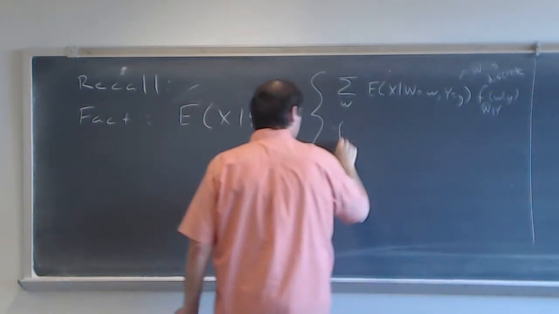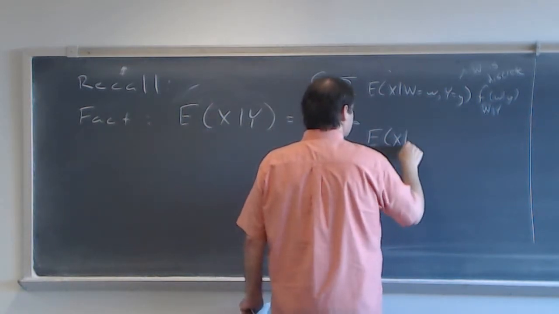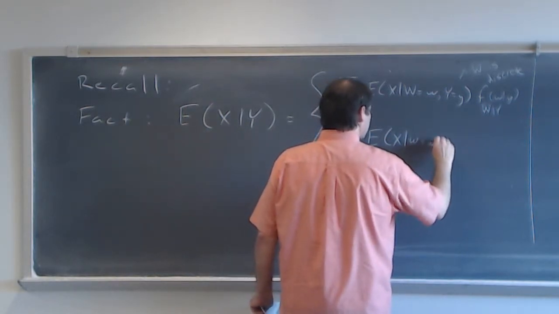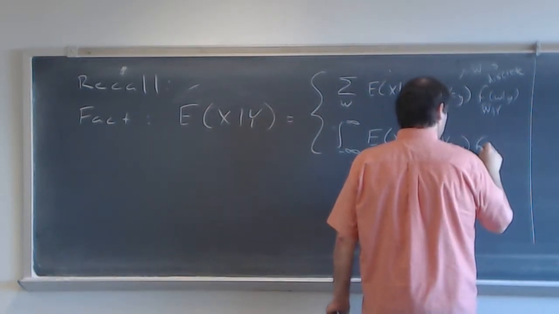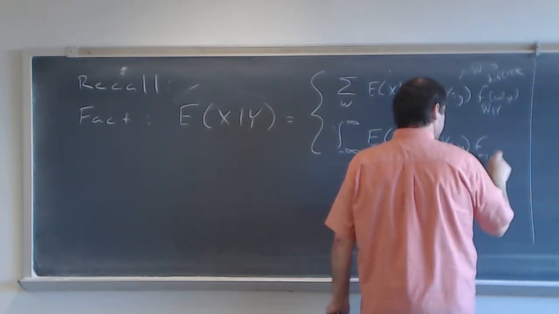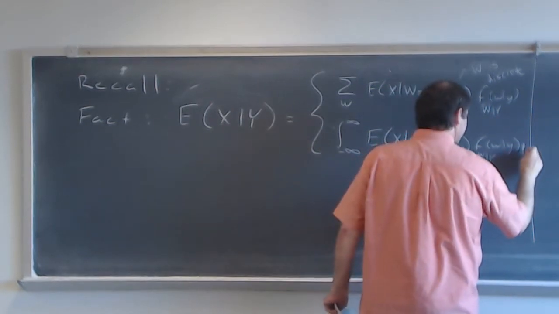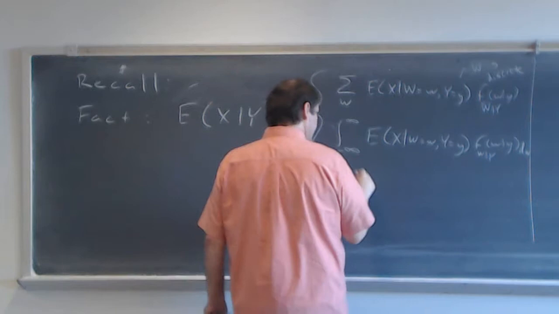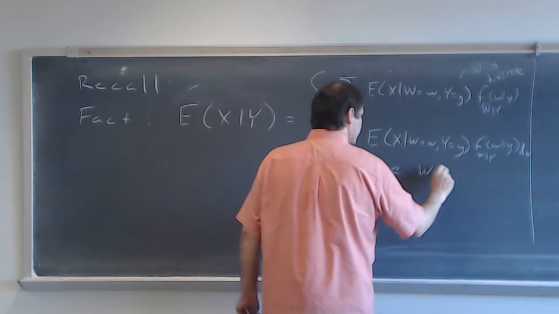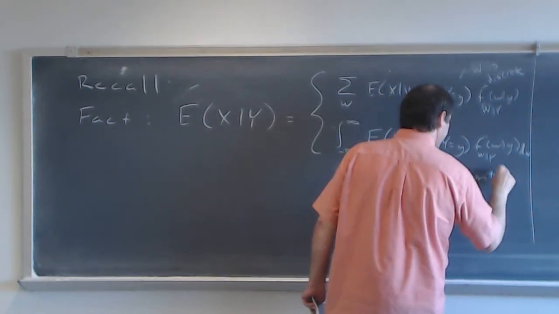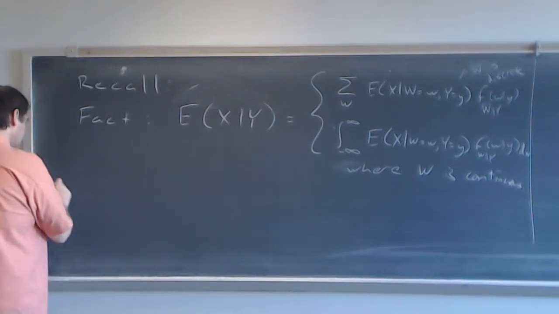And it is equal to the integral from minus infinity to infinity of the conditional expected value of X given W equal to little w and Y equal to y, times the conditional probability density function of W given Y, dw, if W is continuous. Okay, so it's an illustration of that fact. Let's look at the following example.